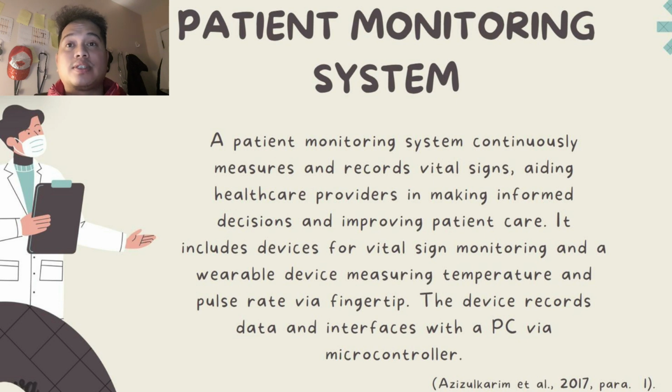Patient monitoring system. It continuously measures and records vital signs, aiding healthcare providers in making informed decisions and improving patient care. It includes devices for vital signs monitoring and a wearable device measuring temperature and pulse rate via fingertip. The device records data and interfaces with a PC via microcontroller.